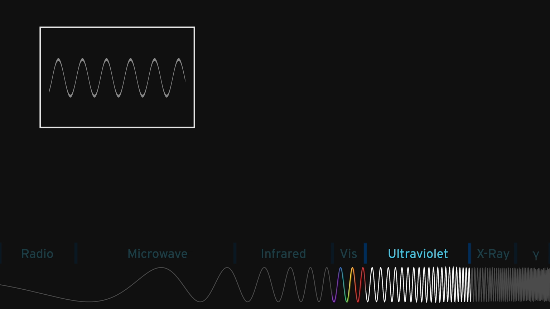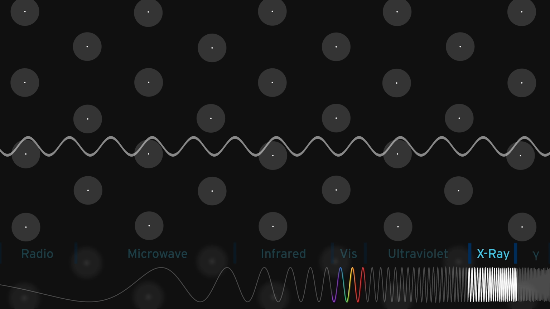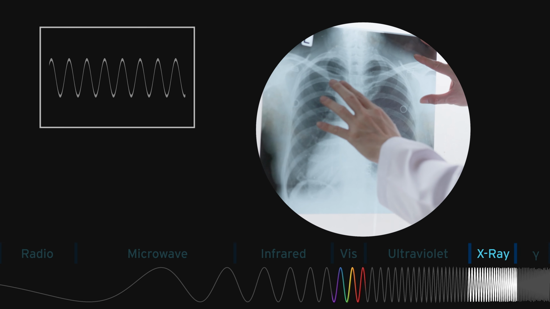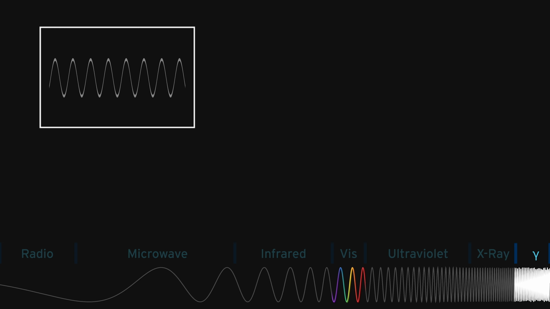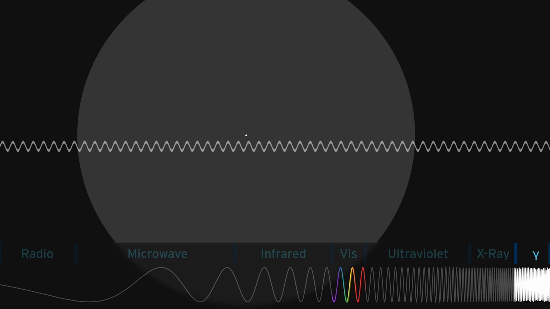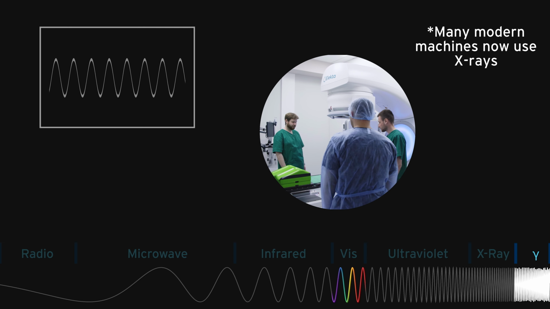At even shorter wavelengths are X-rays. A reference size for X-rays is comparable to an atom. Because of this scale, X-rays can pass through soft materials but are absorbed by denser ones, making them useful for medical imaging. Finally, at the shortest wavelengths are gamma rays. A reference size for gamma rays is comparable to an atomic nucleus. Gamma rays carry very large amounts of energy and are used carefully in medical treatments like radiation therapy.